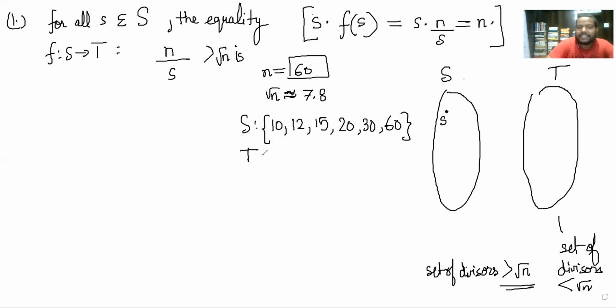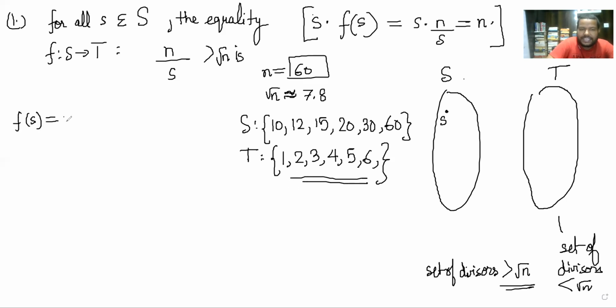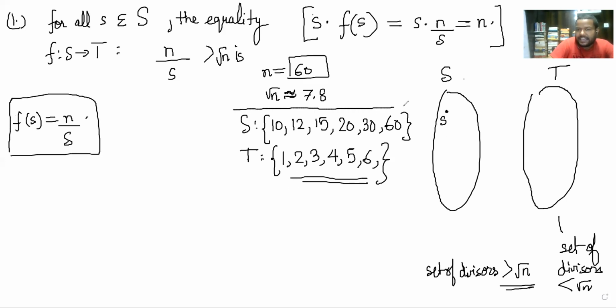And the T set consists of which divisors? 1, 2, 3, 4, 5, 6, and nothing else. These are my divisors here. Now, what I'm saying is, if my function f(s) is n/s, then taking any element from set S, notice that 60/s becomes an element in T. So if I take 10, 60/10 will be 6, and 10 is mapped to 6.